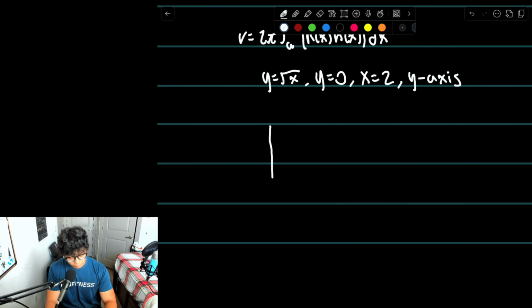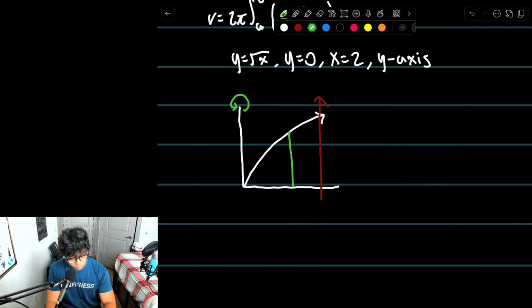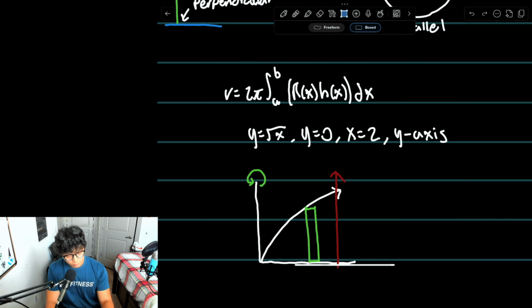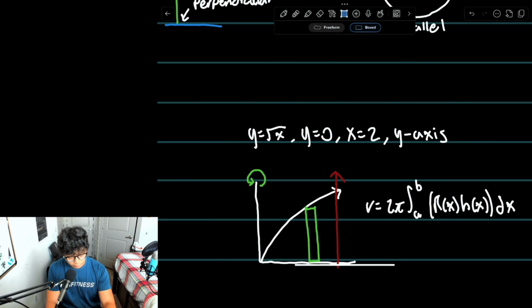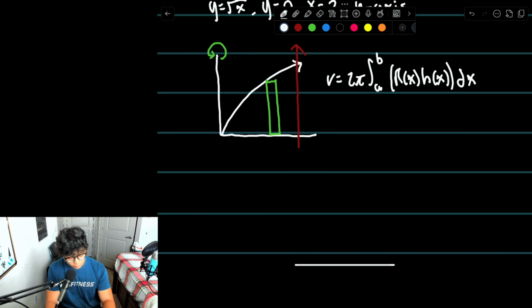And then let's draw our graph as well with our x equals 2 bound. And then our y-axis symbol rotation, and then our axis of rotation, which is the y-axis, which, since it's the y-axis, let's let it be parallel to the long side of our rectangle. Now if we bring our formula over here, let's try to figure some things out. So far, we know our bound is from 0 to 2, so we can write that in.